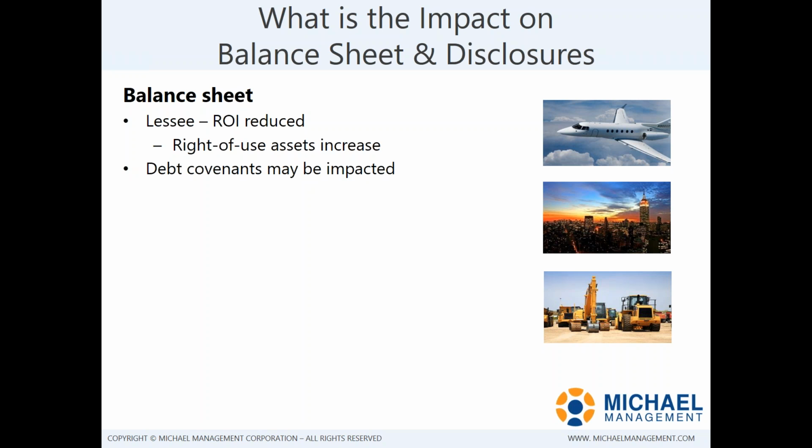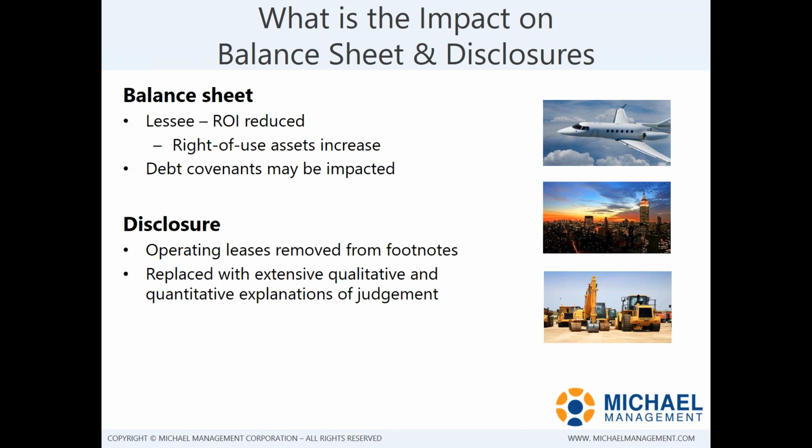Balance sheet wise, your ROI could be reduced because you now have these right-to-use assets. Because you're putting an offsetting liability, the net book value, the net is not changing, but it depends on what those covenants are that you have with banks on what, are they looking at net assets or are they looking at just total assets? And then your disclosures.